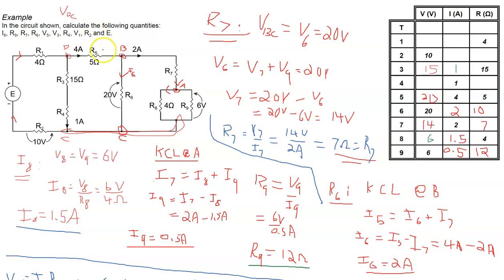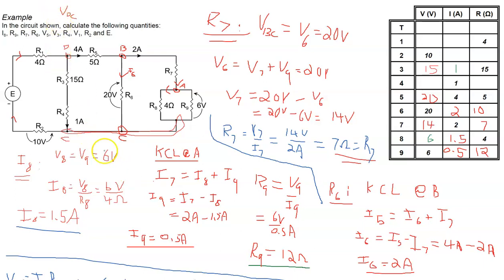And Kirchhoff's law, again, remember, kind of tells us that, right? VDC equals V3 plus V4. Or it equals V5 plus V6. Or it equals V5 plus V7 plus V9, right? Any of them.